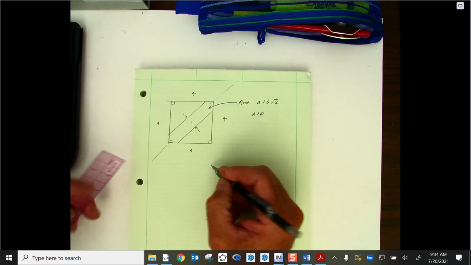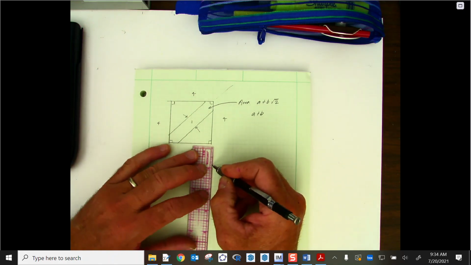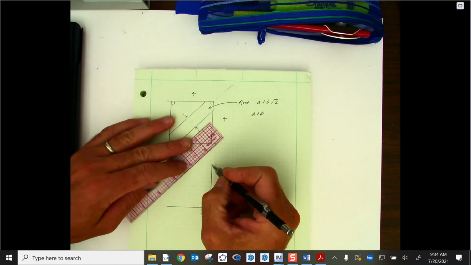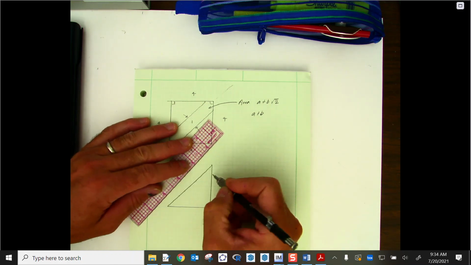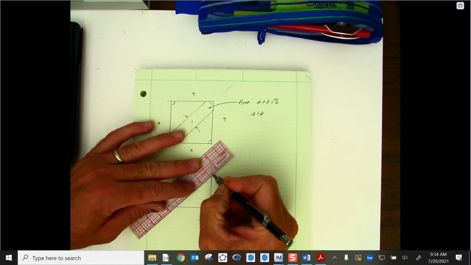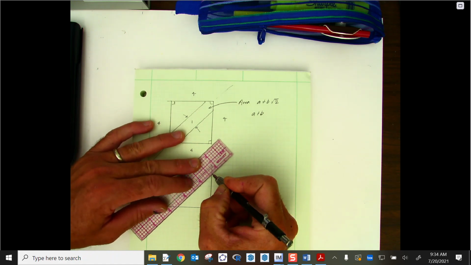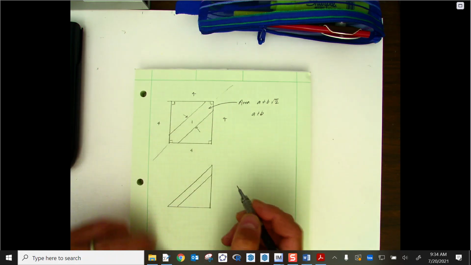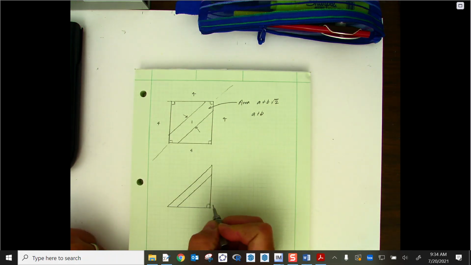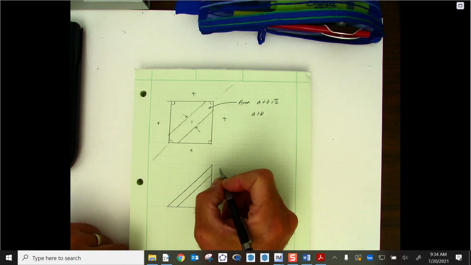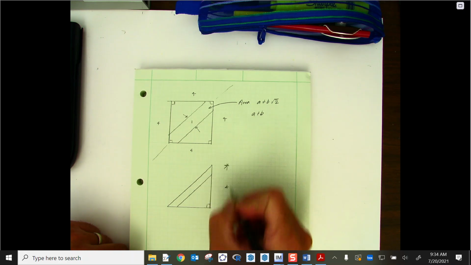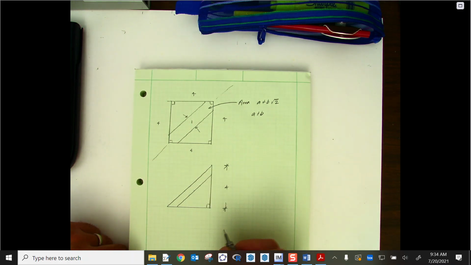So let's go ahead and draw this thing, sort of the half picture of it. Rough sketch. Looks something like that on the half picture. So if this distance here is 4, and this distance here is also 4.